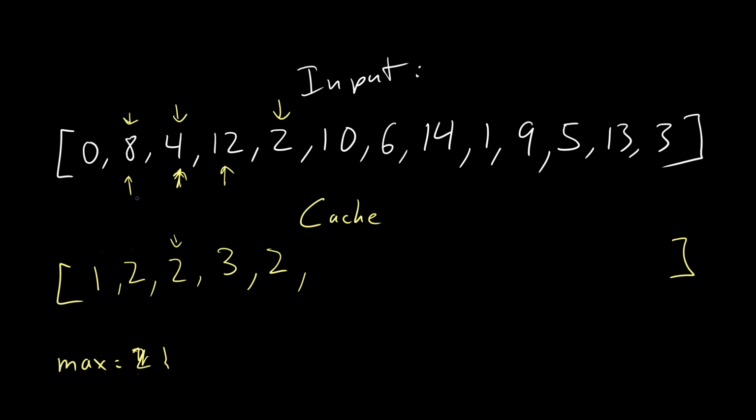Am I bigger than 8? Yes, I am, so now max is 2. And then we look at 4. Am I bigger than 4? Yes, I am, but it's only 2, so max is already 2 right now. 12, it's 3. Unfortunately, I'm not bigger than 12, so I cannot update this to 3. And then later on, you'll see I get 3.